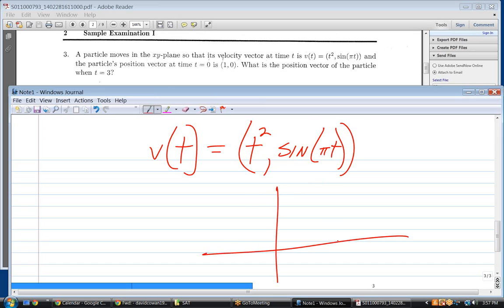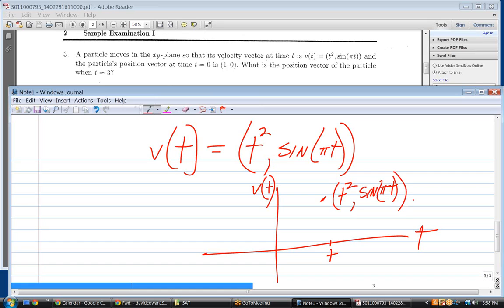Let's see. If we draw the vector, I guess what they're saying is there's the t-axis, here's v of t, and at any point in time, the value of this function at t, the coordinates, are t squared and sine of pi over t, or pi times t.